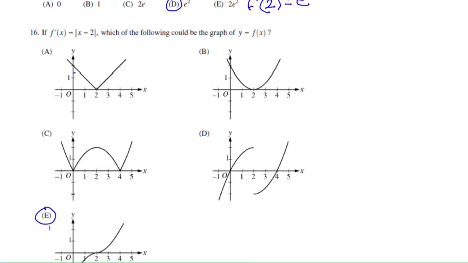Also, D is always positive, but it's not continuous. Oh, it's not continuous. Okay, so it could possibly be D also. Why is it E and not D? Because D doesn't have the same ending height. Ooh, I don't know if it's E anymore.